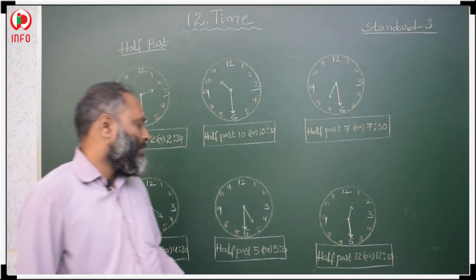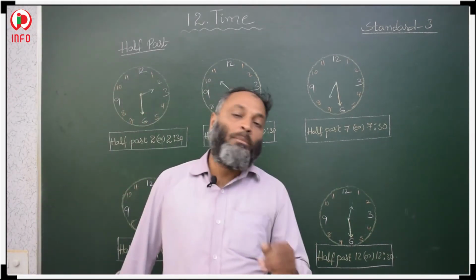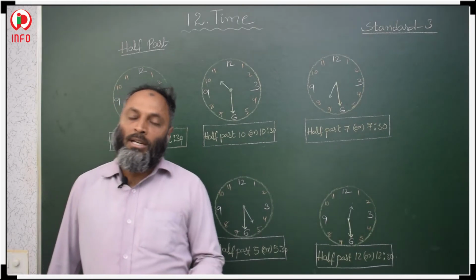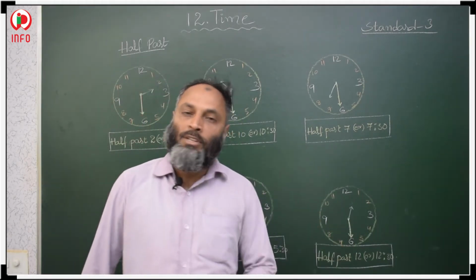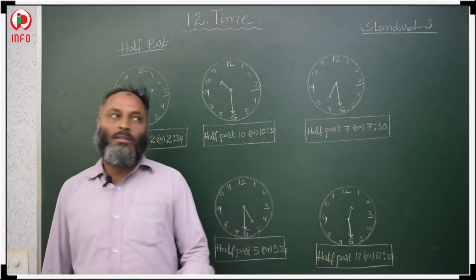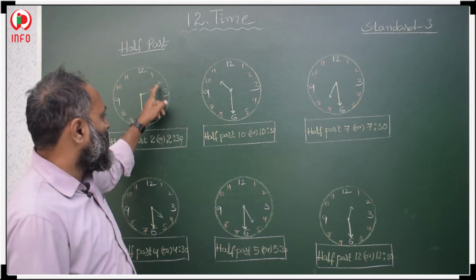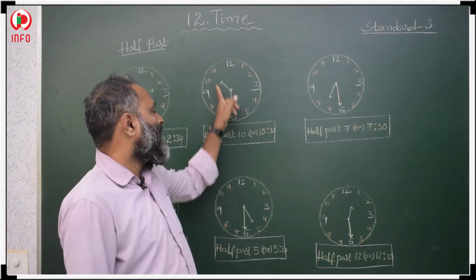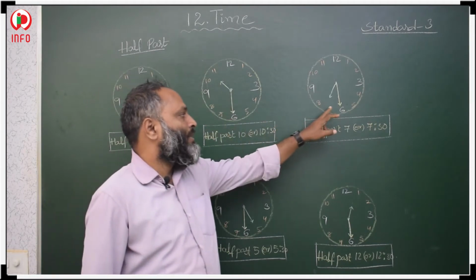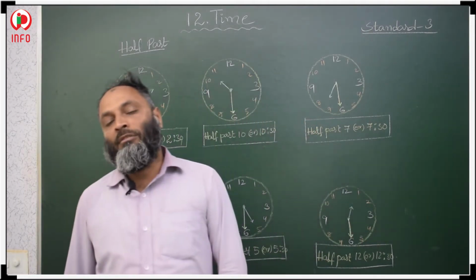How to take half past? First we have to check where the minute hand is. If the minute hand is at 6, it means half past. Then after that we check the hour hand. If it is in between 2 and 3, half past 2. If it is in between 10 and 11, half past 10. If it is in between 7 and 8, then half past 7. In that way we write half past.